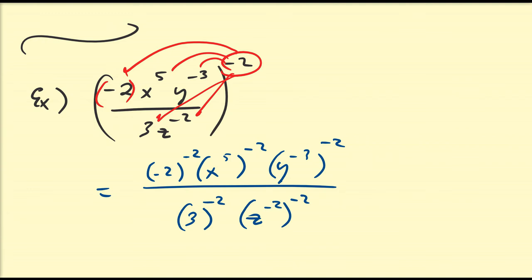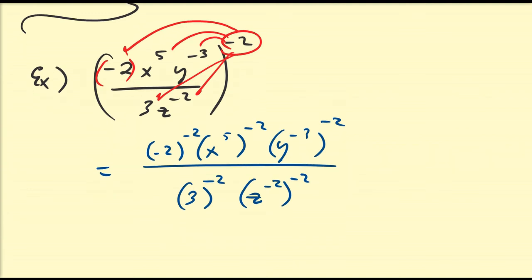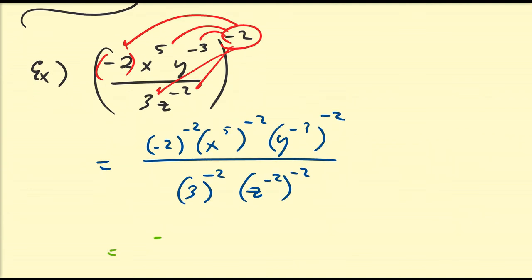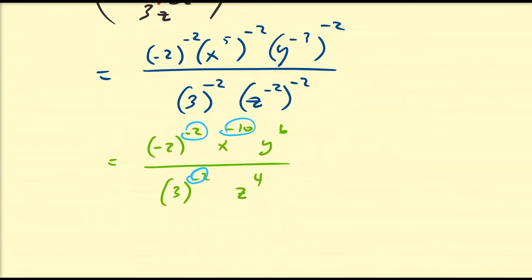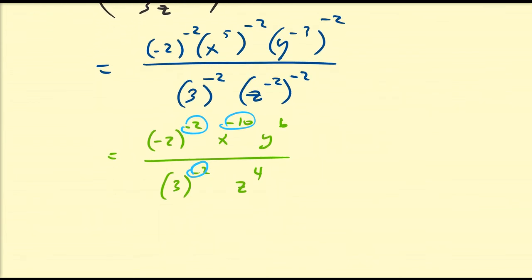Right? And then I'm going to use my power to a power rule. So this is going to be -2 to the -2nd. I'm going to leave it as it is for the moment. x to the -10, y to the 6th, 3 to the -2, z to the power of 4. Everything with a negative exponent I'm going to reciprocate, so the stuff on top is going to go to the bottom, and the stuff on the bottom is going to go to the top.